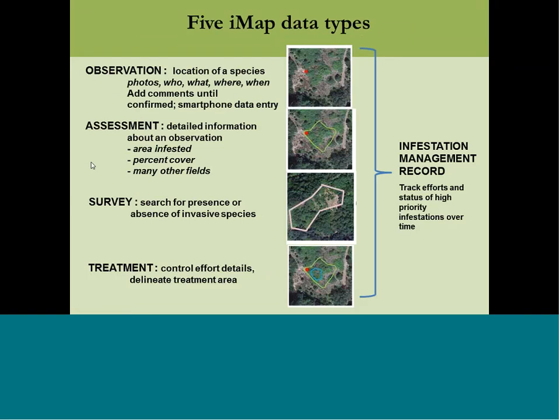The third data type is a survey. And in a survey, you can note that you searched for the presence or absence of specific invasive species. So it's nice in that it records negative data as well as positive hits.